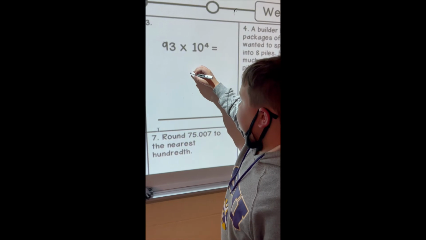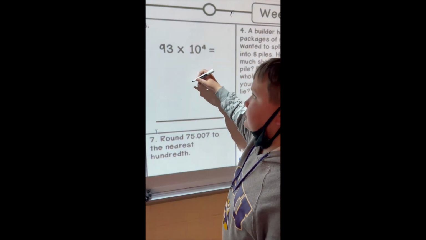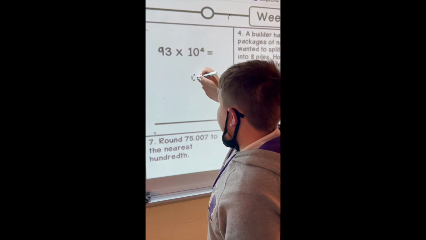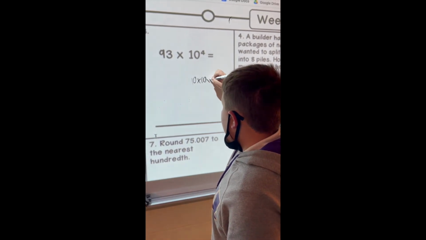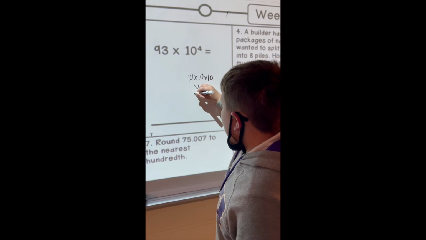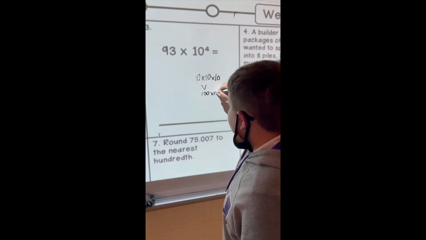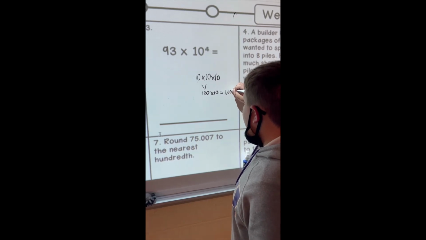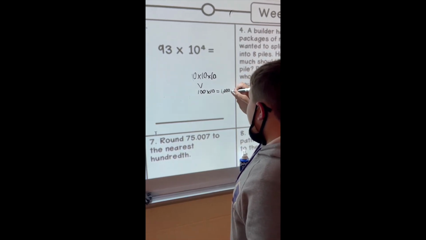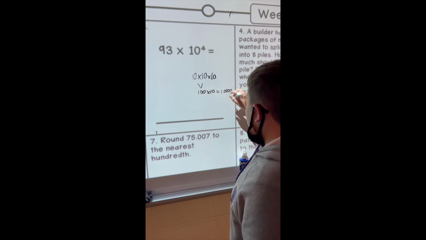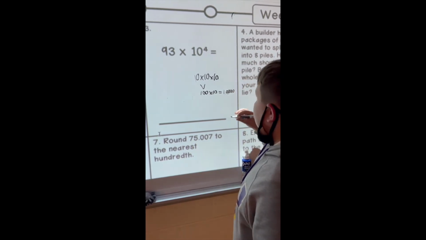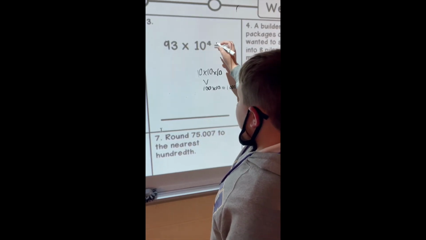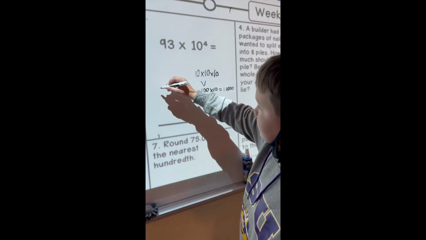Today we're going to do 93 times 10 to the 4th power. So 10 to the 4th power is just 10 times 10 times 10 times 10. So 10 times 10 times 10 would be 100 times 10, which is equal to 1,000, just adding a 0. So multiplying by 10 again would be adding another 0, which would make it 10,000. So we can think of it as this: you could add 4 zeros to the end, or actually multiply it by 10,000.